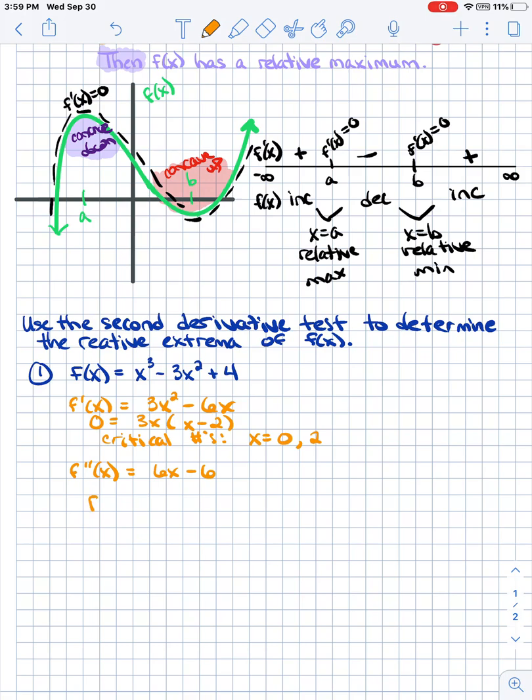So let's look at f double prime of 0. Let's plug in that first critical number, because we know the slope is 0 there already. Let's just determine concavity. If I plug 0 in for x, I get 6 times 0 minus 6. 6 times 0 is 0. 0 minus 6 is negative 6. So what this tells me is that the second derivative is negative, which means that f of x is concave down.